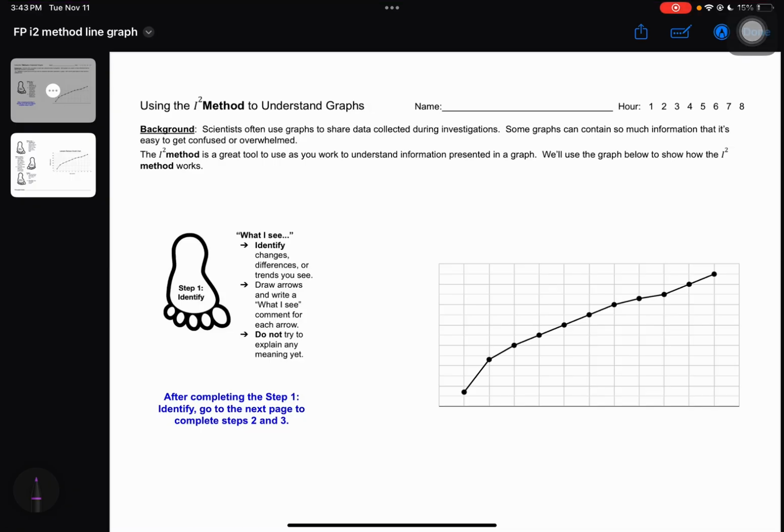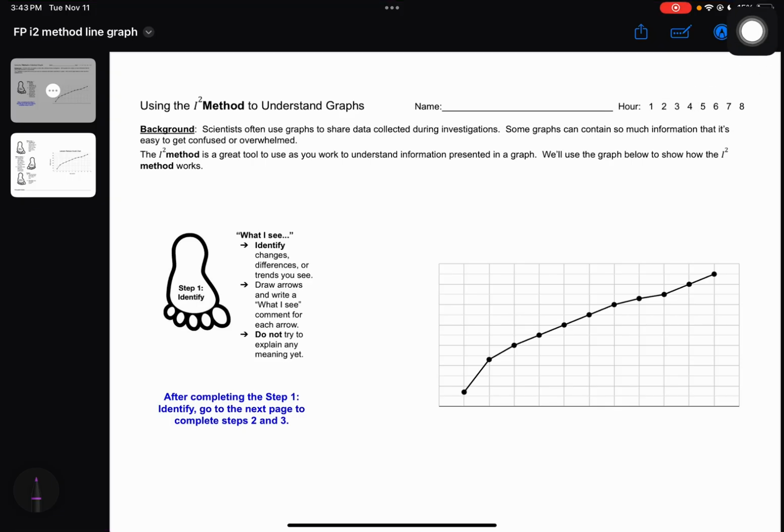So taking a look at this example, I can see that I have a line graph here. Instead of working with a bar graph like we did earlier this year, I'm now working with a line graph. Over here, I can read my instructions. The first step is always to identify. I need to write what I see for any changes, differences, or trends that I see.